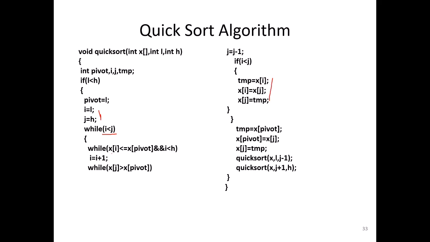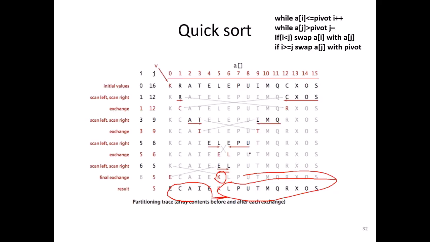If i is not less than j, just come here, that is in this situation i crosses j, i becomes greater than j. In this situation just swap the pivot with the j-th position element. In this last step we have two sublists, and in the middle we have the pivot element, which is at its correct sorted position.